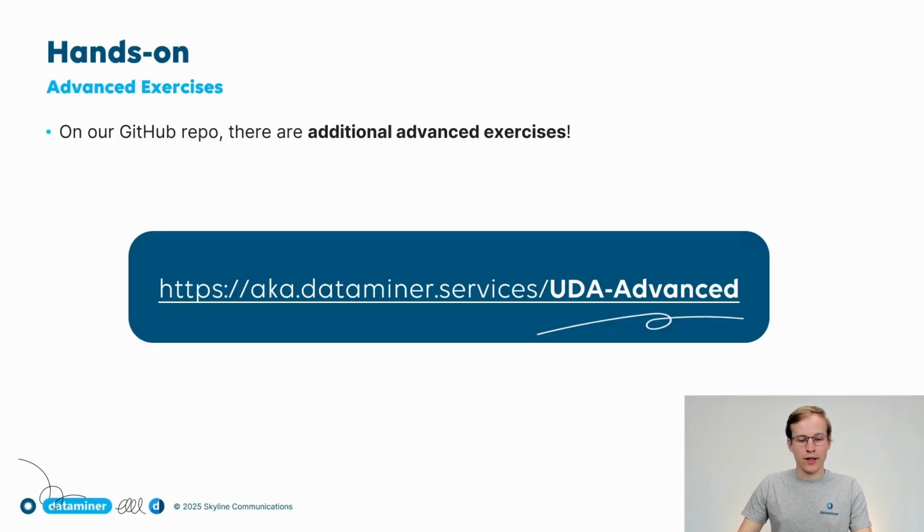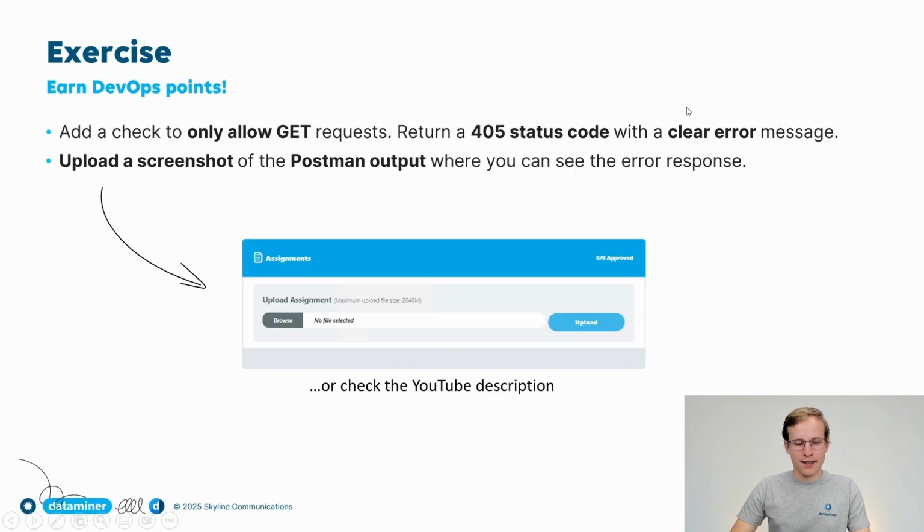So if you have done that, you can send a submission or upload a screenshot of the Postman output where you can see the error response if you send a POST or another type of request than a GET. You can submit that on DataMiner Dojo. If you scroll down, you should see this assignments uploads section. If you are watching this on YouTube, check the description. You will also see some information on how you can submit your screenshot.